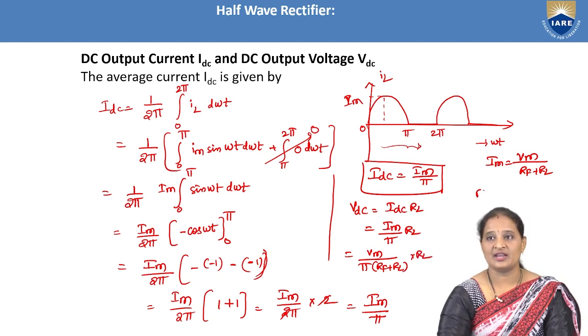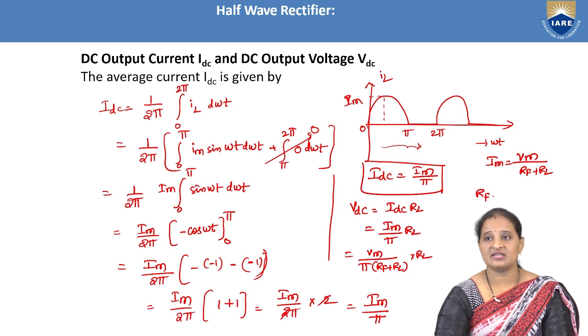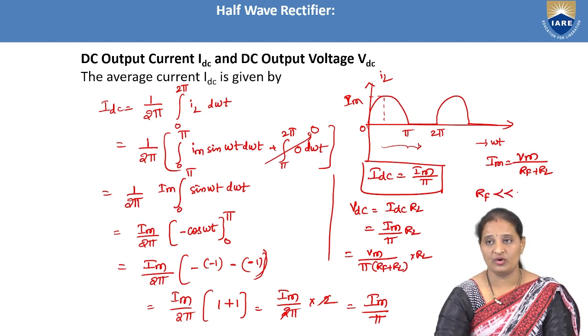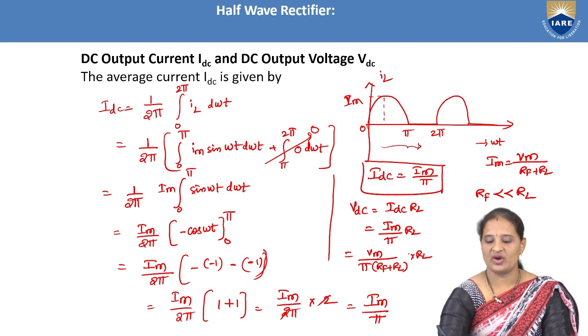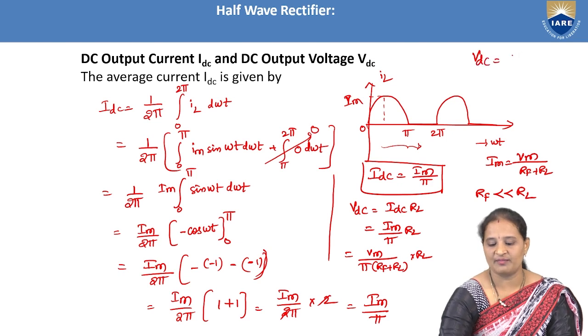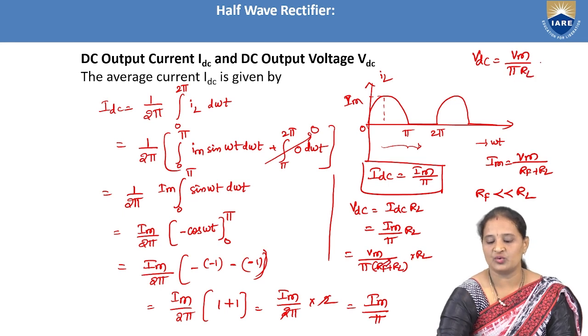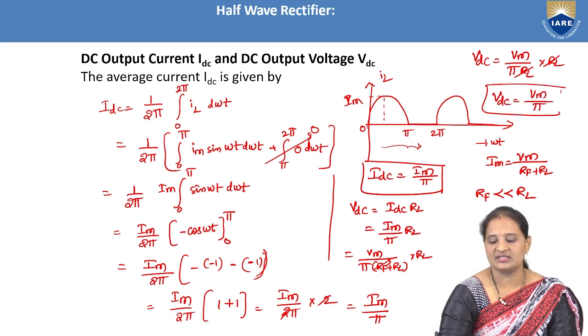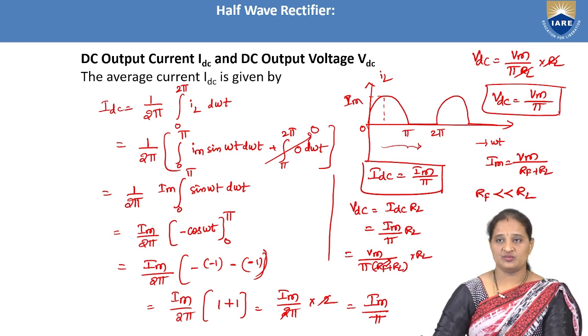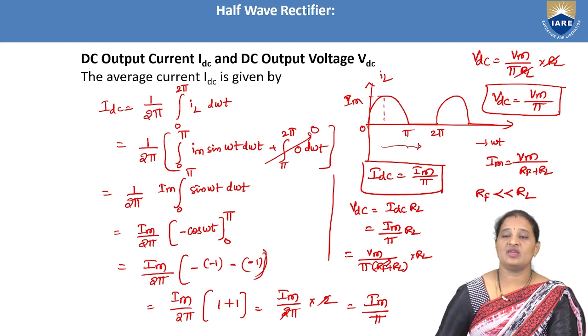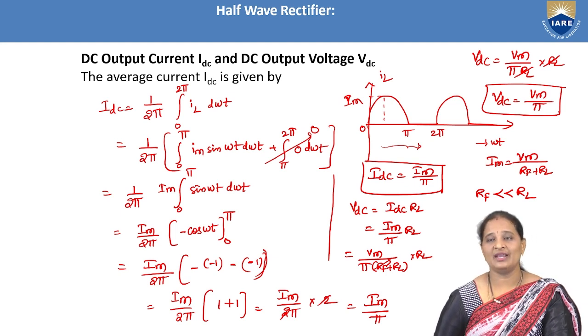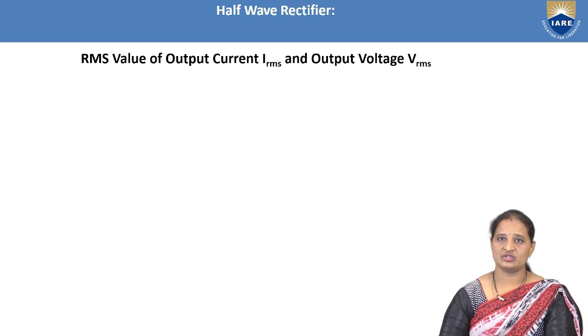As I told you, under forward bias condition, the forward resistance offered by the diode is very less, very much less than RL, and hence I can neglect this one. In that case, VDC is Vm by pi into RL divided by RL, so this gets cancelled. So VDC is equal to Vm by pi. So IDC is equal to Im by pi and VDC is equal to Vm by pi. These are the average value of output current and average value of output voltage across a load resistor.